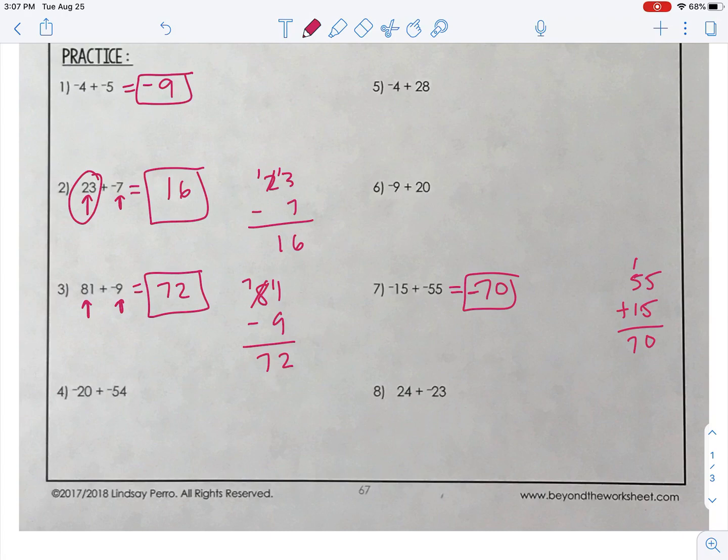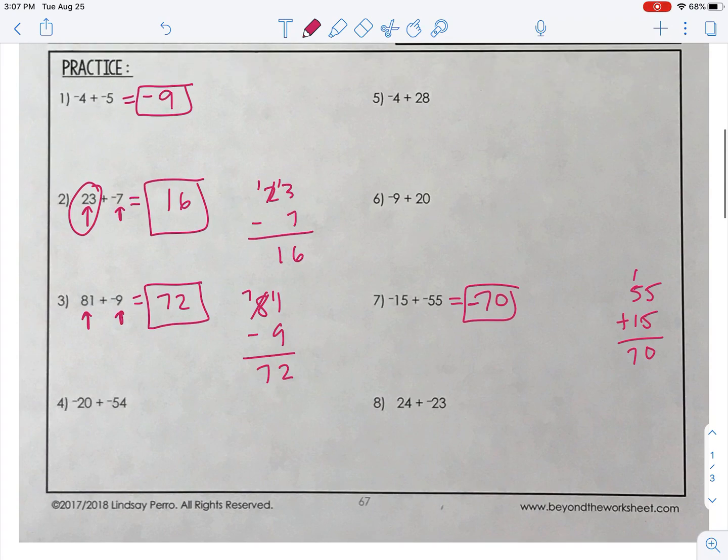Okay. The next one, we are back to an example that has the same sign. See, 20 is negative and 54 is negative. So when the signs are the same, we add 20 plus 54. When I'm adding, it doesn't matter if the bigger number is on the top or bottom. 20 plus 54, 74. What kind of 74? It's a negative 74 because the 20 is negative and the 54 is negative.